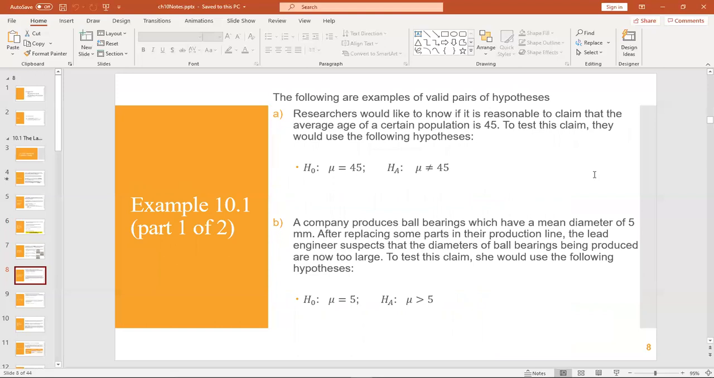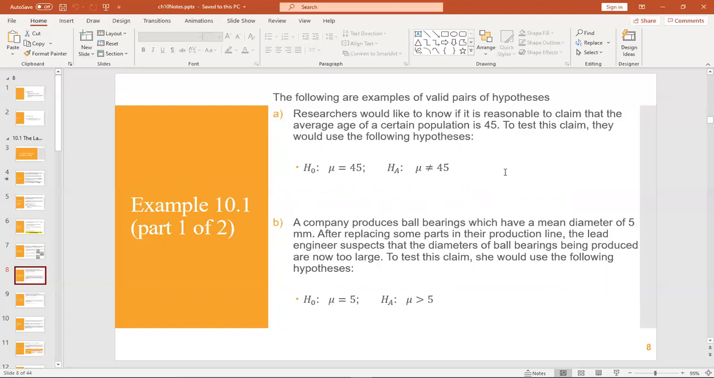So H0, you would say mu equals 45. There's no stipulation about we want it to be greater or we want it to be less. So we just say either it's equal or it's not equal. So that would be what this would look like. Mu is not equal to 45.